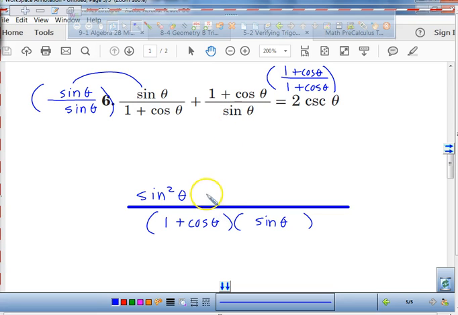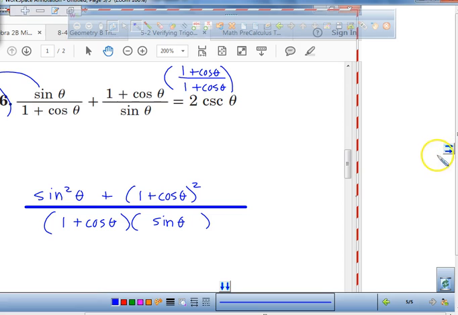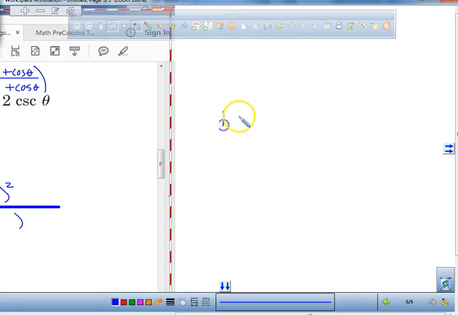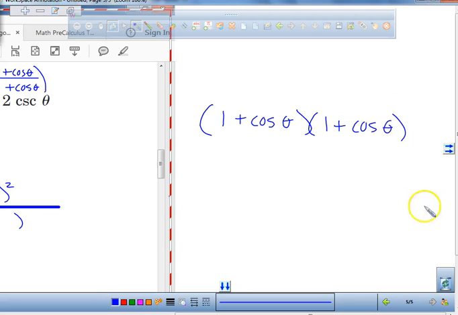So this is going to be the harder part, okay? We have to do plus 1 plus cosine of theta, and we have to do what with it? We have to make it squared. So we're going to have to do a little FOIL method over here, all right? So we're going to FOIL this out right now, so everybody can see what we're doing. 1 plus cosine of theta times 1 plus cosine of theta. So let's go ahead and FOIL this out.